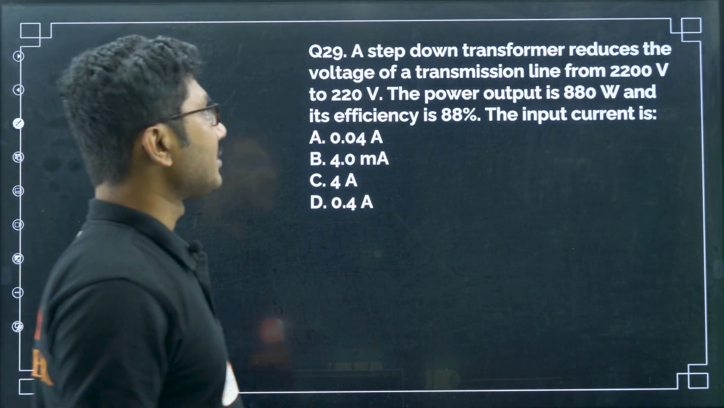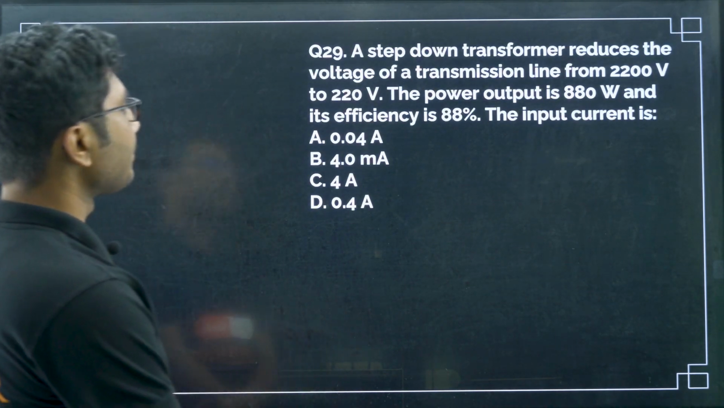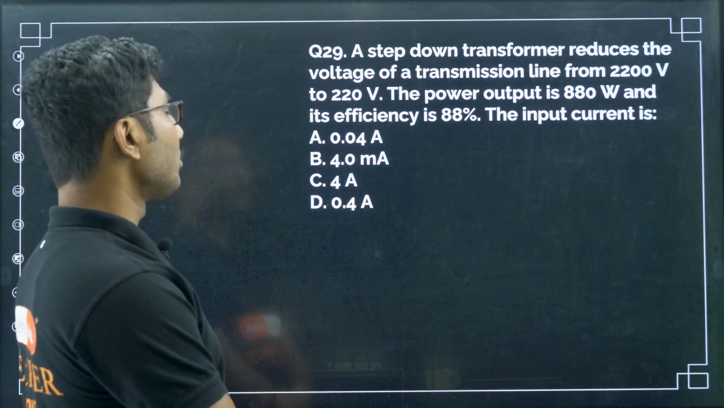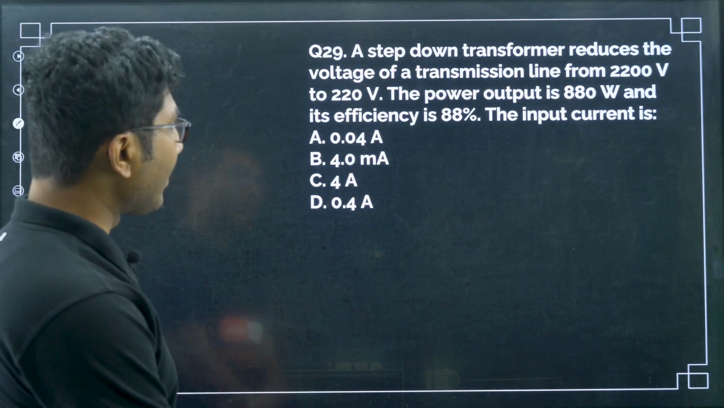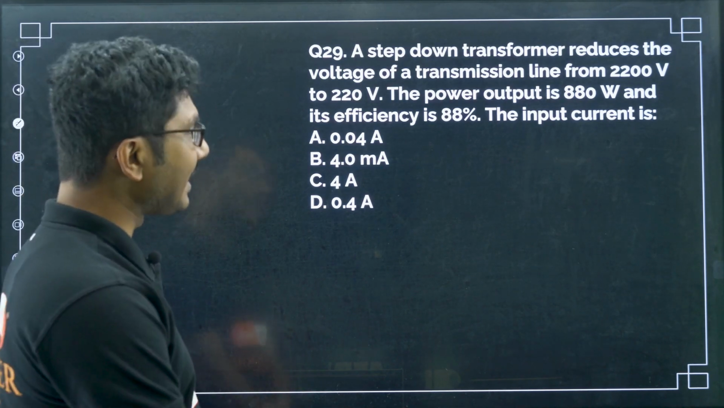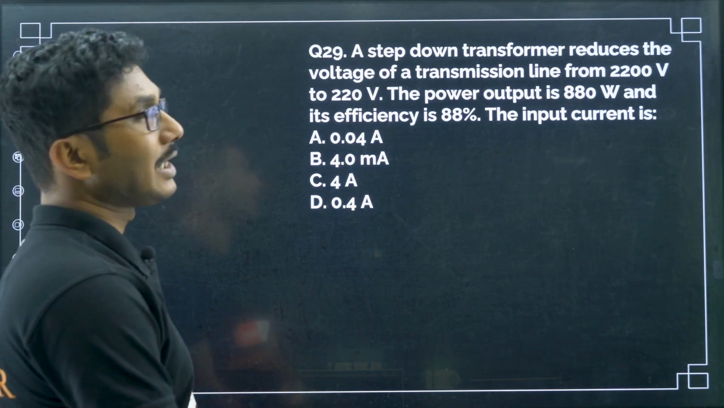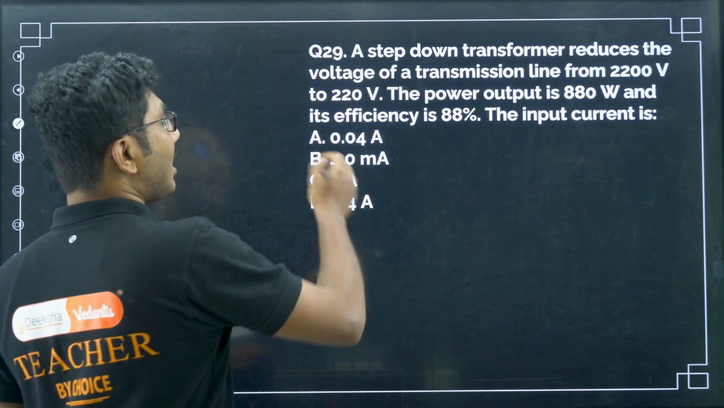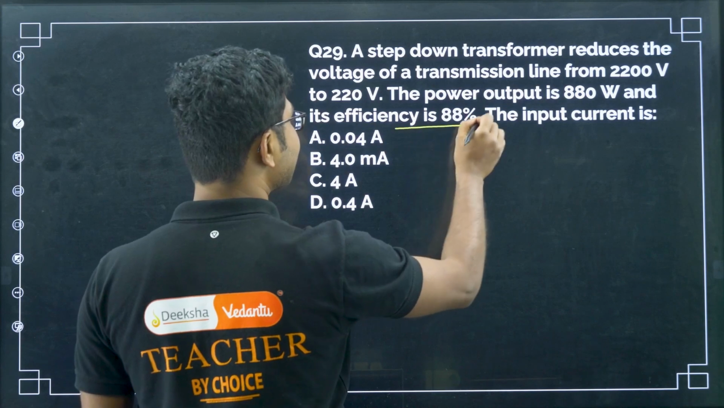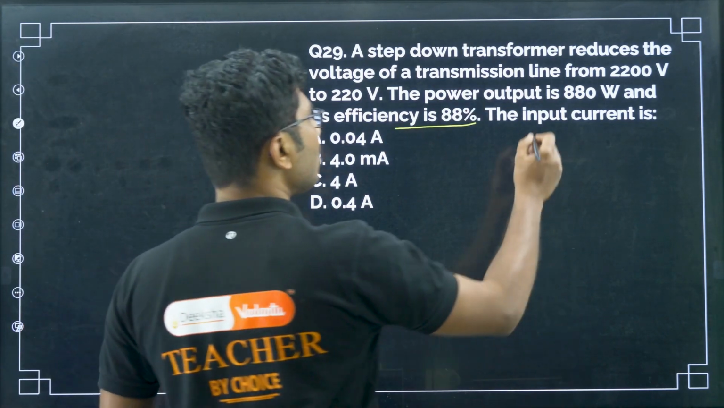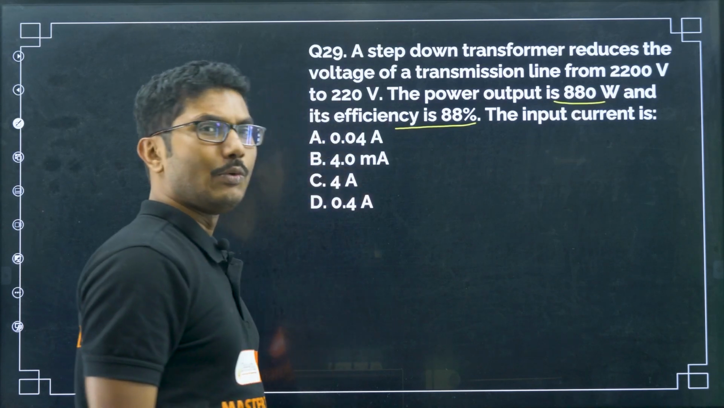A step down transformer reduces the voltage of a transmission line from 2200 volt to 220 volt. The power output is 880 watt and its efficiency is 88%. The input current is? Now in this case, this is not an ideal transformer. This is a practical transformer and it has an efficiency of 88%, very good transformer.